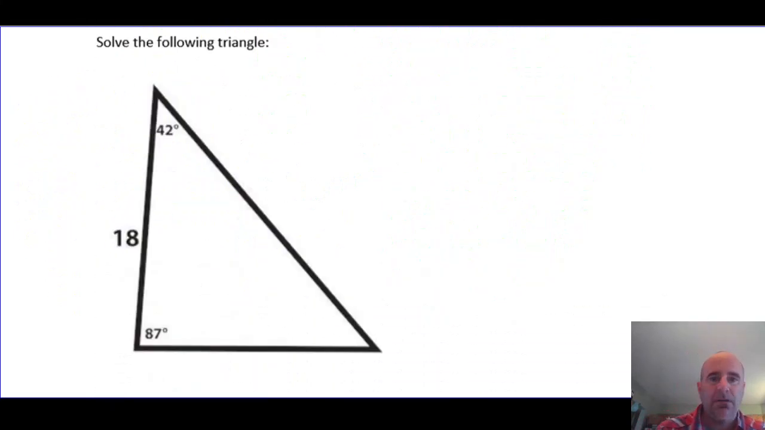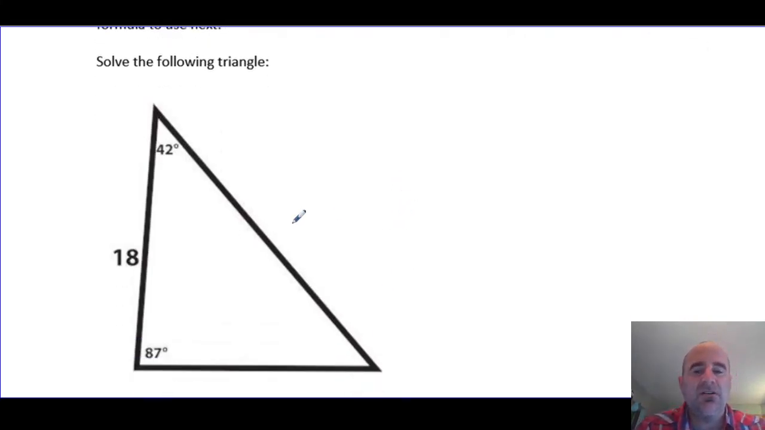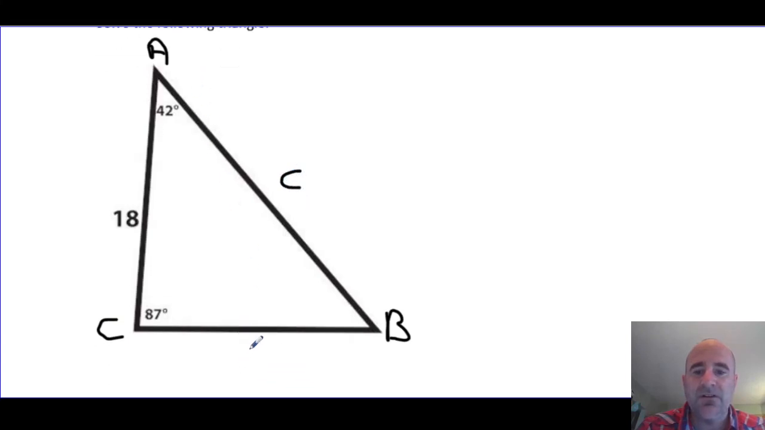Okay, one last example, solving this triangle, finding all the sides, all the angles. Let's label it. Let's give it some names. I'm going to call this A, B, and C. They gave us what is angle C, so we need to find little c still. And this would be little a right here. And then obviously little b right here.